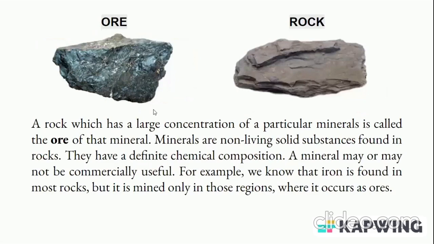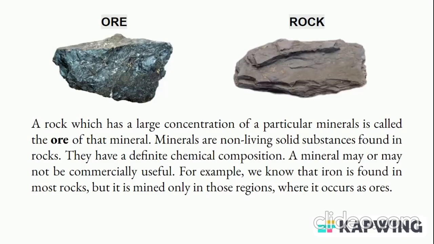Can you see this picture? Both of them are looking like rocks, right? But they are different. How? That we are going to see. Rocks which have a large concentration of particular minerals are called the ore of that mineral. We have seen in the previous slide that rock contains minerals, right? But this rock contains minerals in a very small amount, and this rock, the ore of that mineral, contains a huge amount of minerals. So that is why we call it ore, not rock.